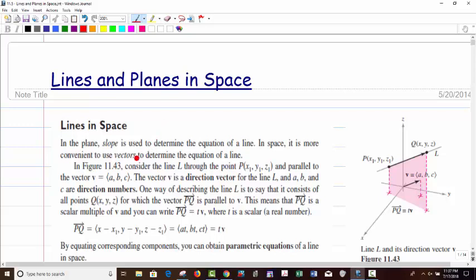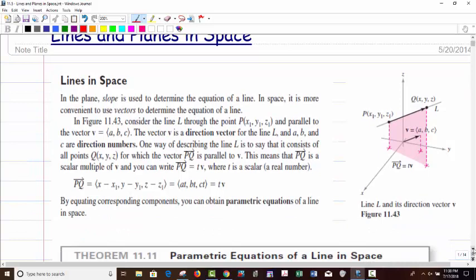In space, it's more convenient to use vectors to determine the equation of the line, because you really don't have a concept with three axes here. Rise over run doesn't make sense, so that wouldn't accomplish much. There's no such thing as a slope, unless you knew you were specifically on one of the three planes, xz, yz, or xy. With that being said, to come up with the equation of a line, we need to have an appropriate direction vector associated with that line.